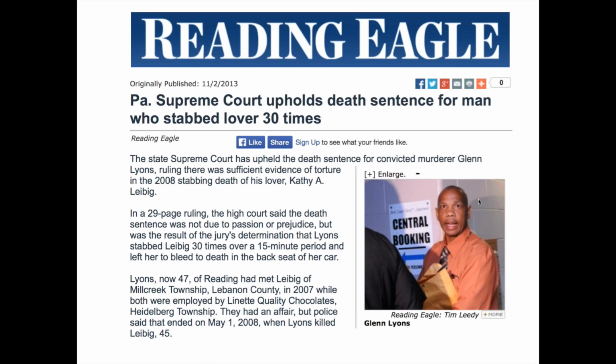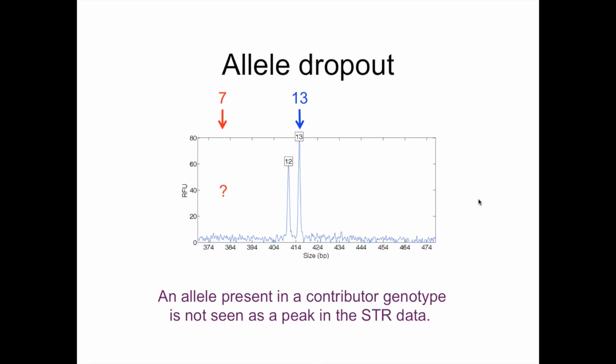So in this case, TrueAllele was helpful in securing a conviction of Glenn Lyons. He received the death penalty for the murder of Kathy Liebeck.